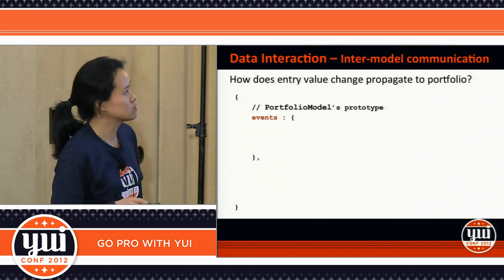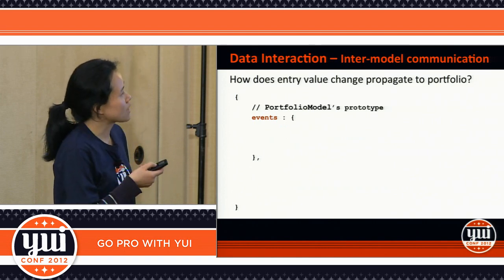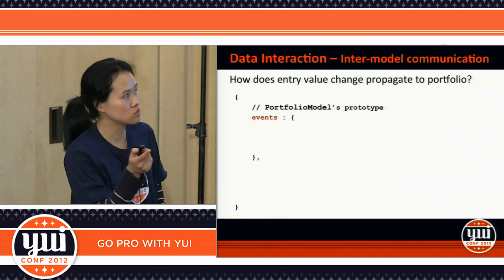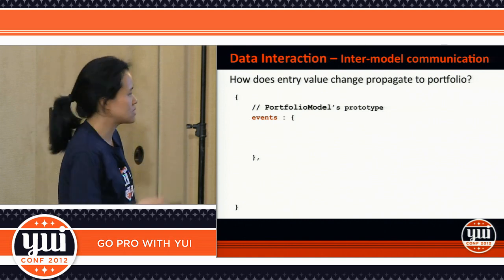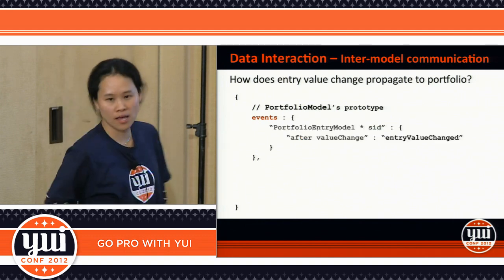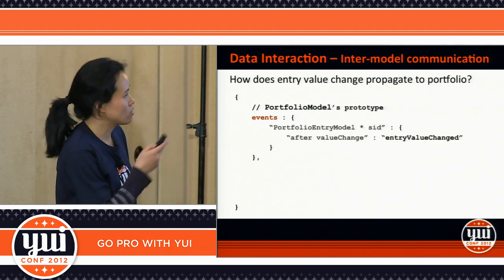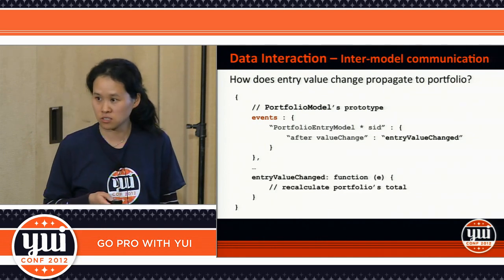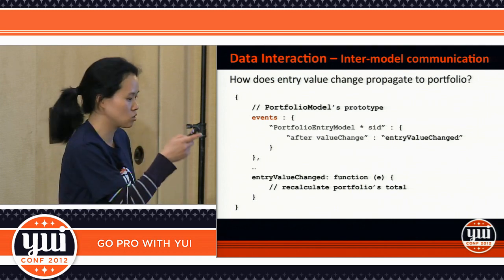And for the second arrow, it's very similar. When the portfolio entry value changed, you want to propagate it to the total value of the portfolio. And the same thing, you have events in your portfolio model, and you say, I'm interested in the entry model change. So when value changes, tell me, I'm going to call my entry value changed function. And in this, you can calculate the total value.